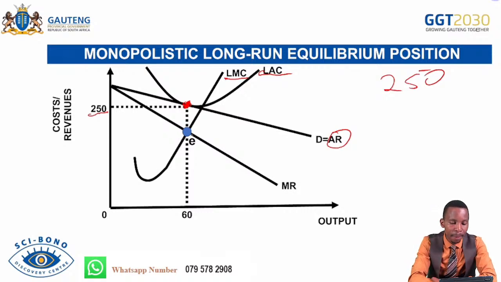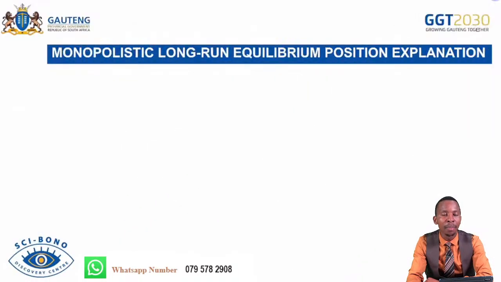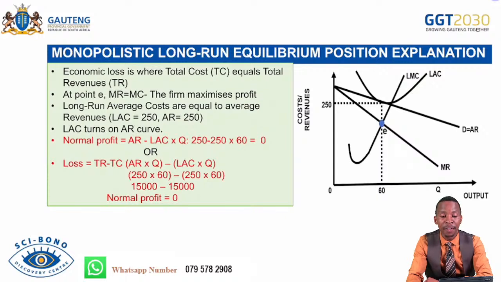And then the point where LMC equals MR is always known as what we call the profit maximization point. So in this case, the firm is making a normal profit. So this is the long run equilibrium for the firm under monopolistic competition. So the graph is explained, and also the normal profit is calculated. Then our graph comes back.